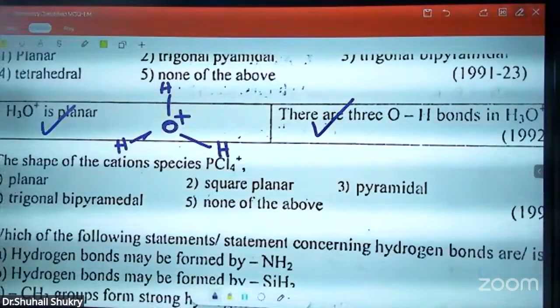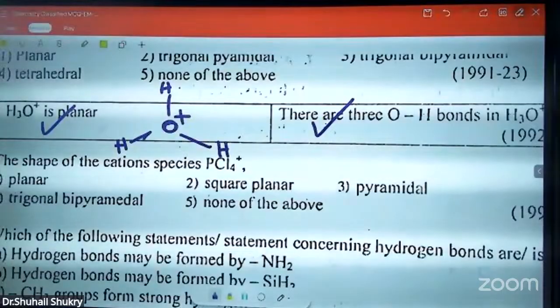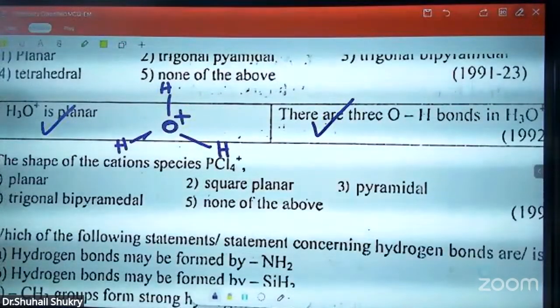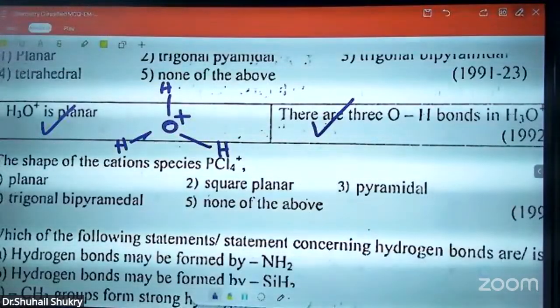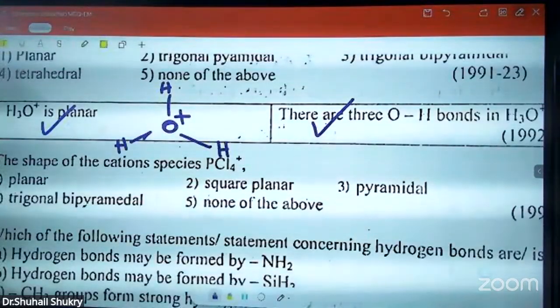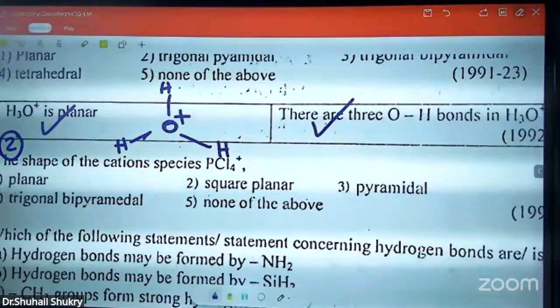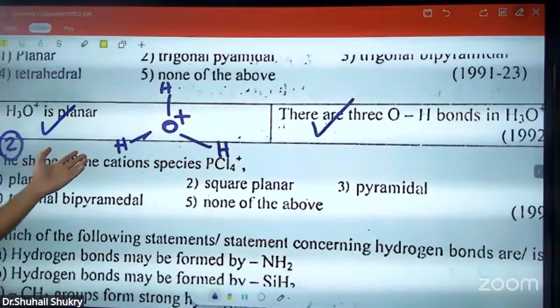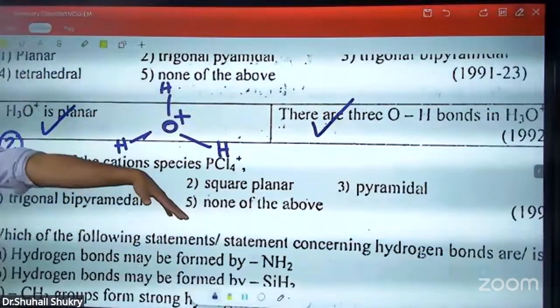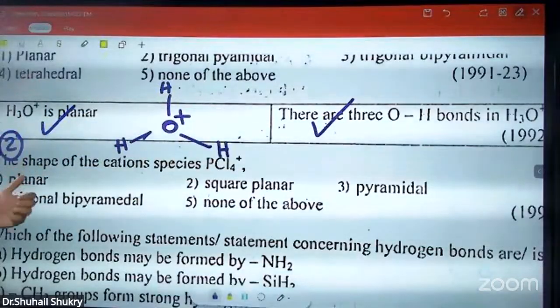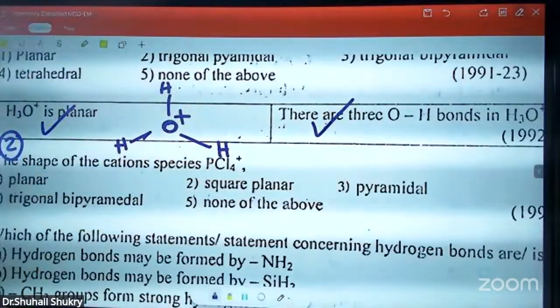Again, OH bonds are 3, that is okay. But what they have to tell there? There are only 3 VSEPR units, right? Therefore, we can't take that because there are 3 OH bonds, it becomes planar. Answer we have to go as 2. Again, they didn't explain why this is planar. This is planar according to VSEPR theory. If they had told like this, there are 3 sigma bonds in H3O plus, we could go with this one.